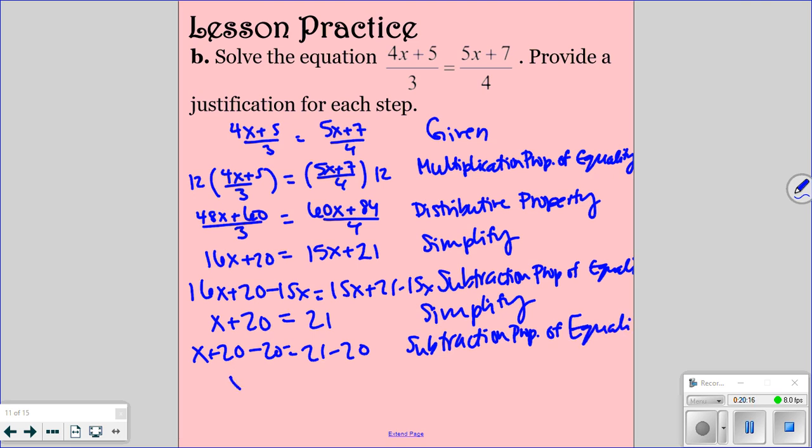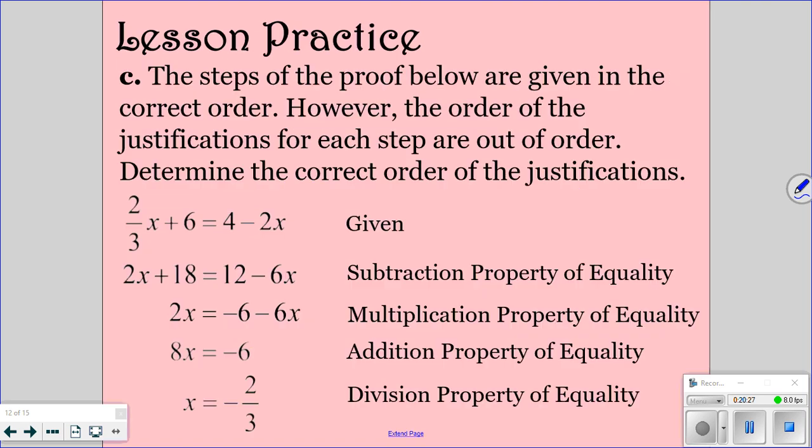And then if you simplify, you get x equals 1. So that would be your answer for that one. Okay, so now we're going to look at this one. Again, the left side is in the correct order, but the right side is out of order. So we want to rearrange them so that they're in the correct order. So I'm going to move these over a little bit.